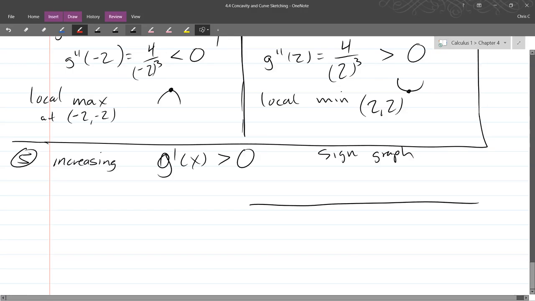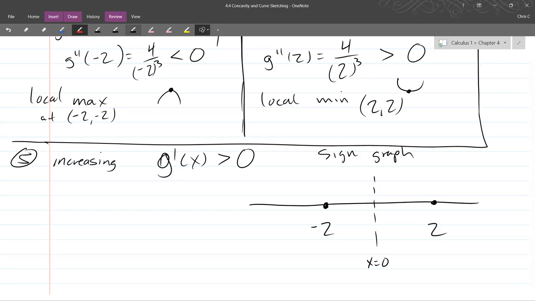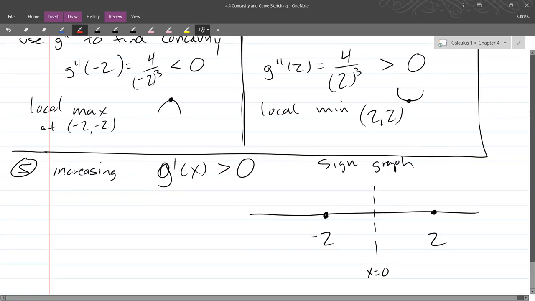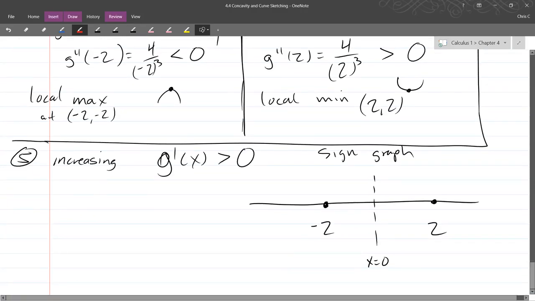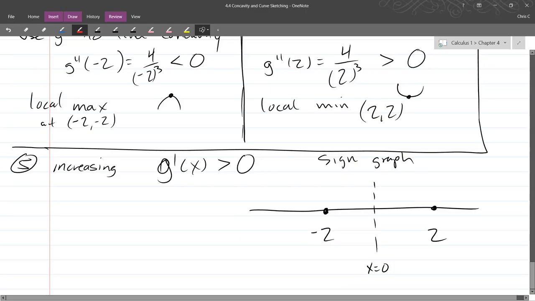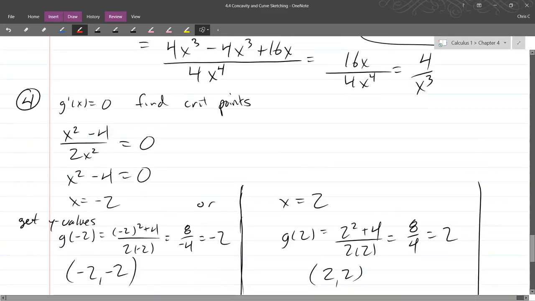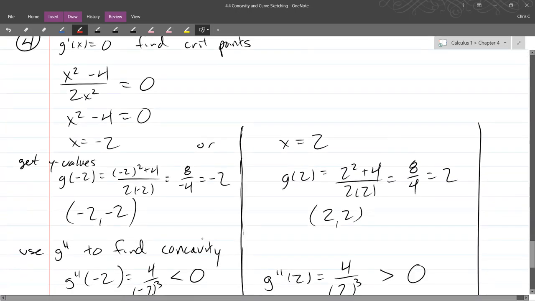We said negative 2 and positive 2. We also had a vertical asymptote at x equals 0. So really, our real number line is broken into four parts. So there's two places where it's 0, but you cannot forget about vertical asymptotes. So from here, we can plug in values. Remember, we want g prime right here, which was x squared minus 4 over 2x squared.